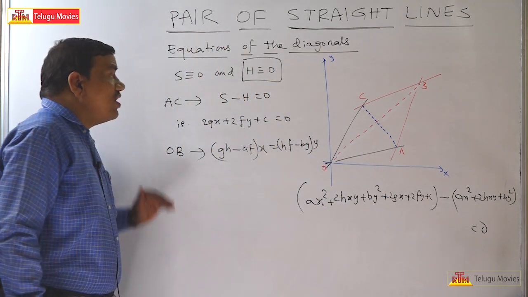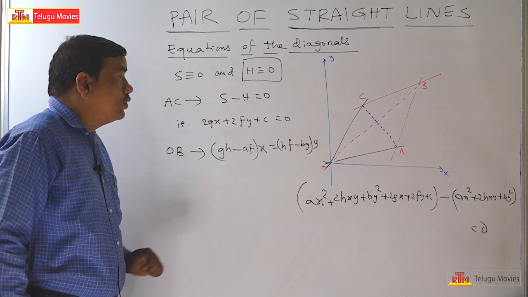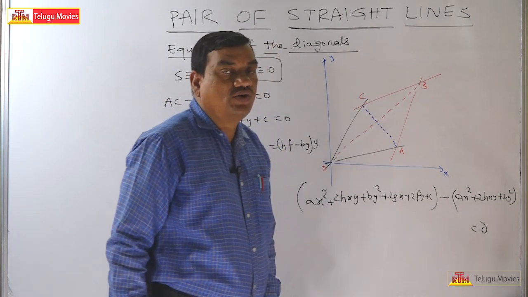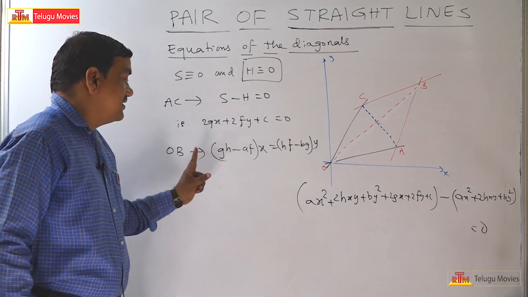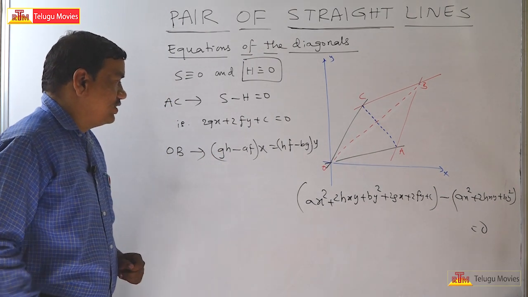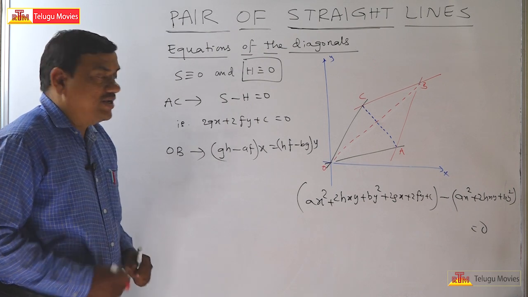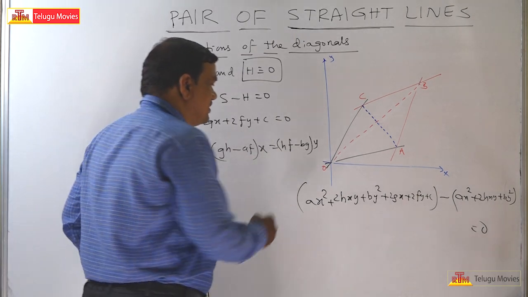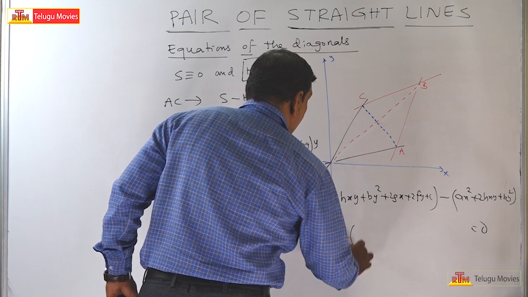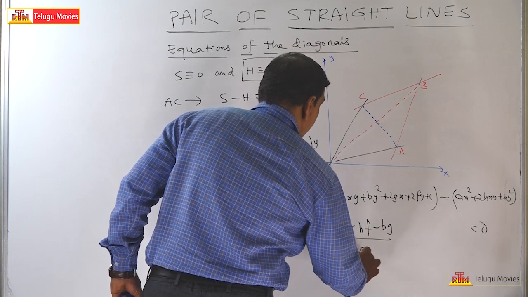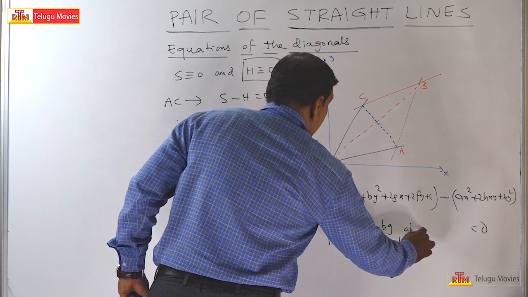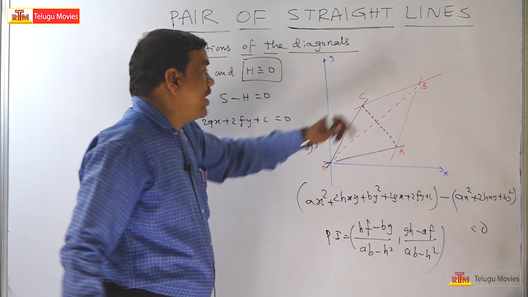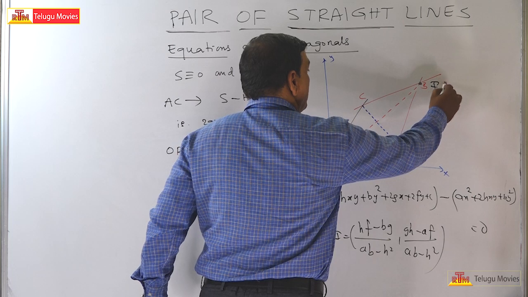If you want to find the equation of the diagonal which passes through the origin, that is OB, then the equation is (gh - af)x = (hf - bg)y. Where have you seen this expression before? What is the point of intersection? It is ((hf - bg)/(ab - h²), (gh - af)/(ab - h²)). So this is the point of intersection.